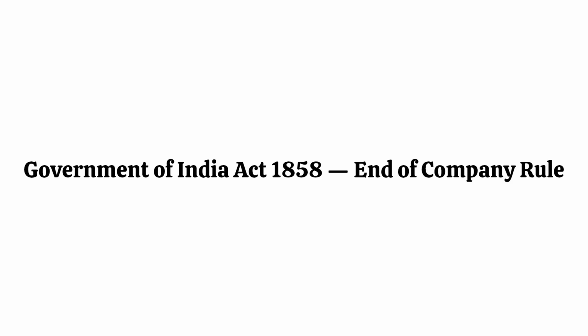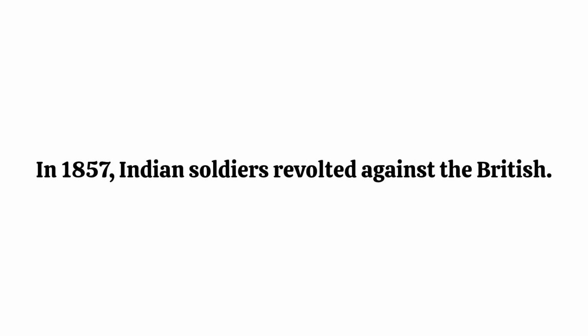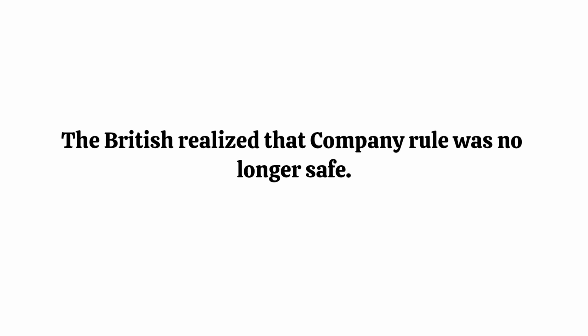Government of India Act 1858, end of company rule. Now comes one of the biggest turning points. Important event, Revolt of 1857. In 1857, Indian soldiers revolted against the British. This revolt happened due to many reasons: economic exploitation, political interference, social and religious interference, military grievances. Although the revolt failed, it shocked the British government. The British realized that company rule was no longer safe, so they passed the Government of India Act 1858.